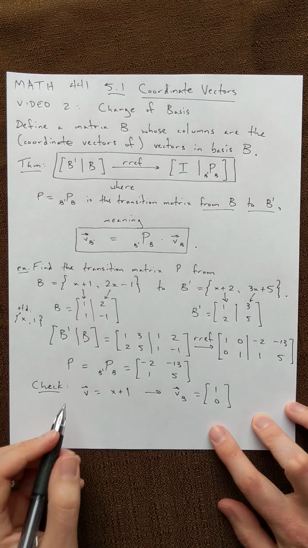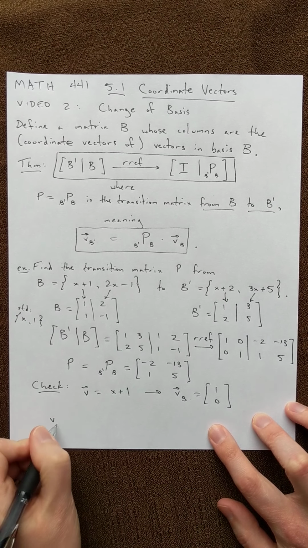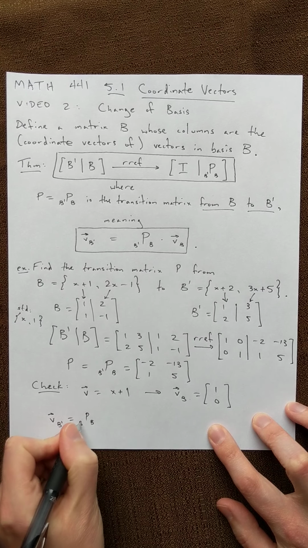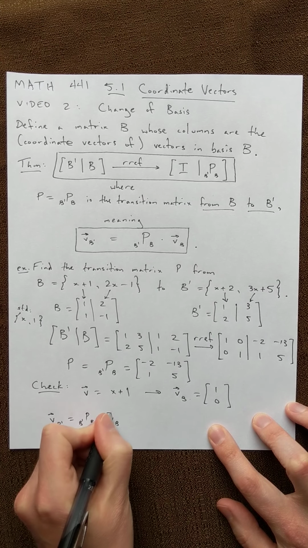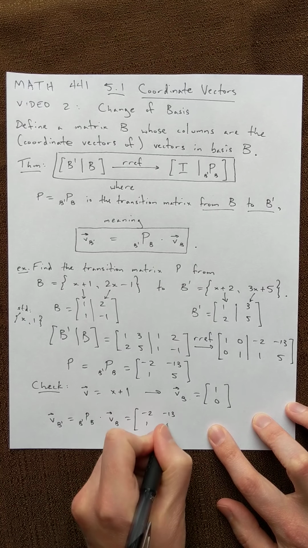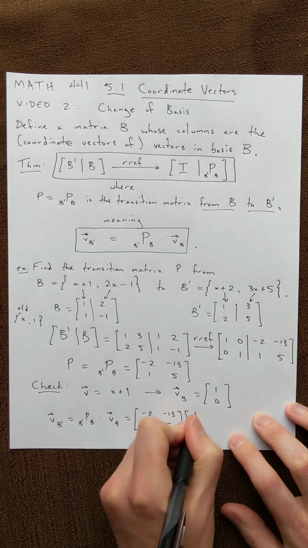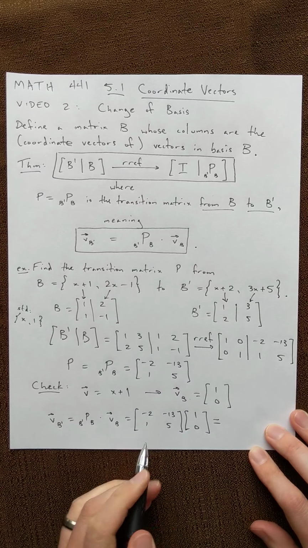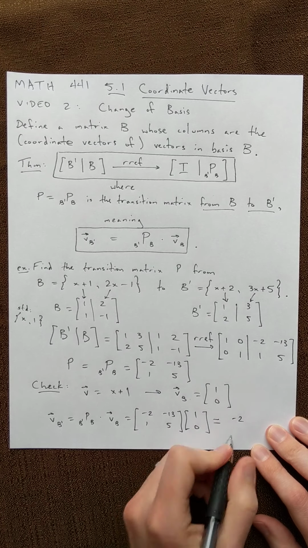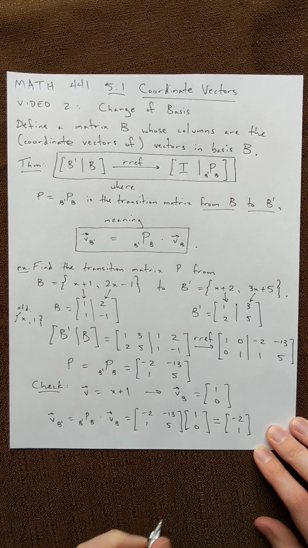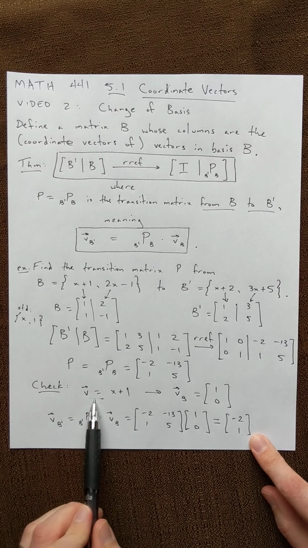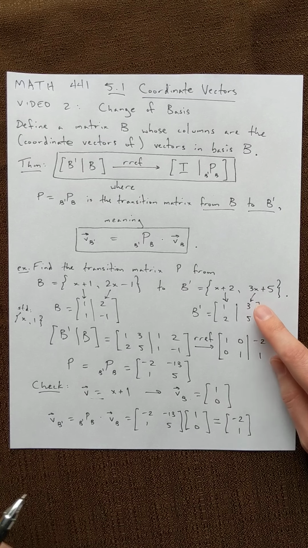Okay, so supposedly according to our theorem, v relative to B prime should be this P from B to B prime times v relative to B. So let's multiply those out. Negative 2, negative 13, 1, 5 is our P. v relative to B is 1, 0. And if I multiply those two, first row, first column gives us negative 2. Second row, first column gives us 1. So supposedly this is our coordinate vector of the same vector v relative to B prime.